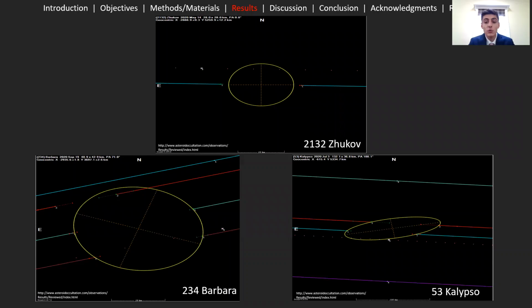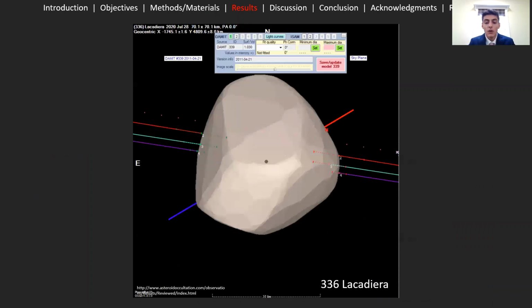The same is true for asteroids 2132 Zhukov, 234 Barbara, and 53 Calypso, all of which had fewer than the 4 positive observations required to generate that instantaneous shape model. So I had to generate ellipses for all of these asteroids. Also, for asteroid 336 Lacadia, there was a pre-existing shape model in the database of asteroid models from inversion techniques. So I was able to use my observation along with the observations of the other astronomers made that night, and I was able to refine that pre-existing shape model.